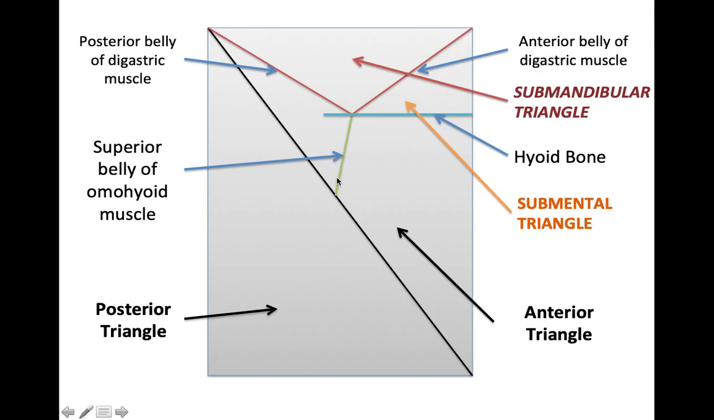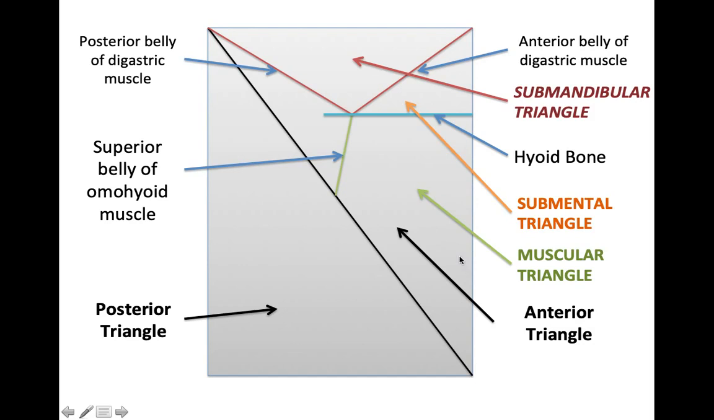Now let's talk about the muscular triangle. So this is the muscular triangle. Anteriorly, it is bounded by an imaginary line from the hyoid bone to the suprasternal notch. This whole line is the clavicle, and here is the suprasternal notch. So from here till here, this is the anterior border, the imaginary line from the hyoid bone to the suprasternal notch.